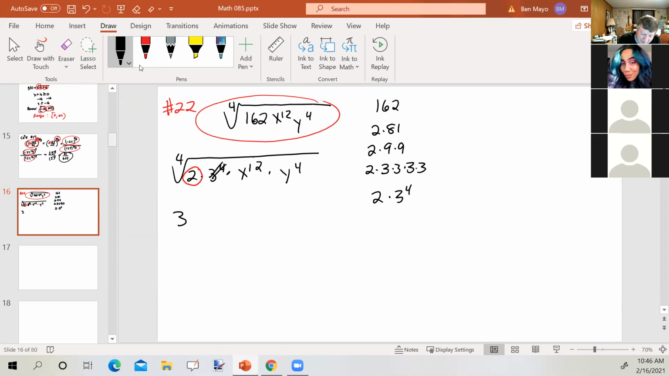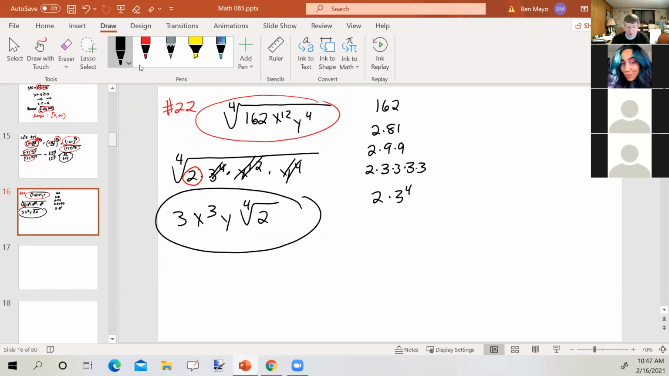I see. The fourth root of x to the 12th would be x to the third. 12 divided by 4 is 3. The fourth root of y to the fourth would be y on the outside. So what's left inside? The fourth root of 2. So my final answer is 3x cubed y times the fourth root of 2. And again, no absolute value bars.